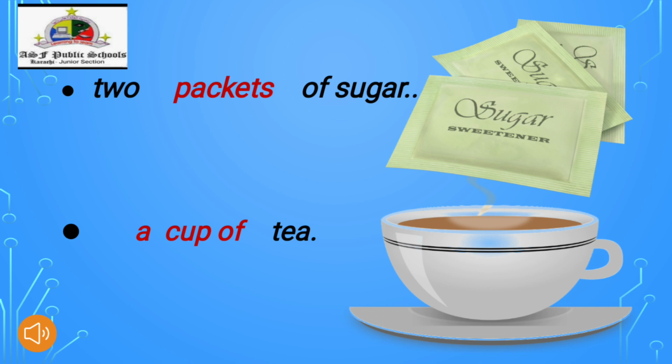We measure sugar in kilograms, but we can also measure sugar in packets. 2 packets of sugar. Here, the words 2 packets are used to express the quantity of sugar. A cup of tea. Here the noun tea is an uncountable noun. If we have to express tea in numbers, we will say a cup of tea, or we can say some tea, little tea, a lot of tea.